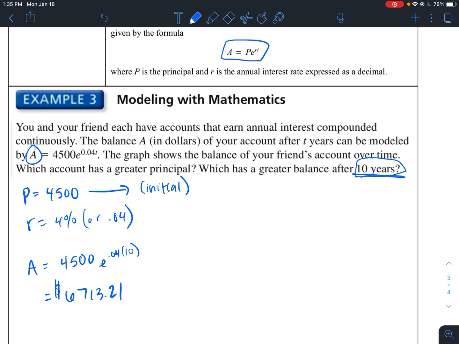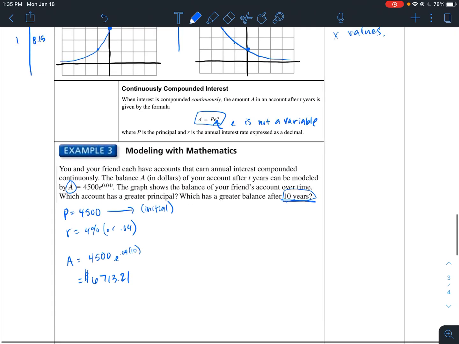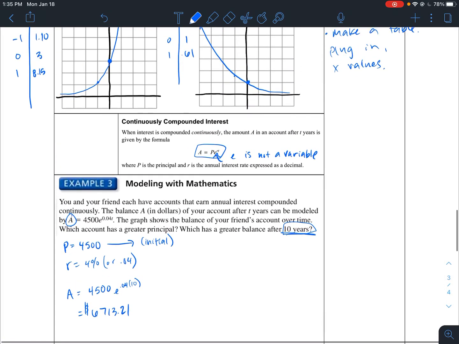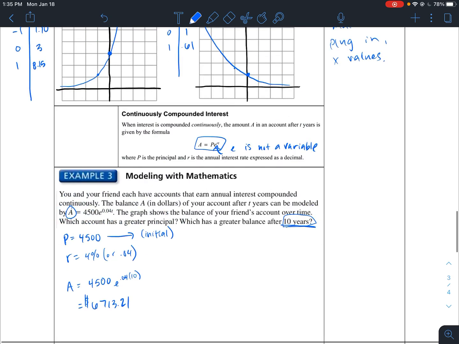You have to understand that P is an initial amount. E is the number, so E is not a variable. Make sure you know that. E is not a variable. It is a number, so you can't replace it. R is the rate, and T is the time in years. All right, so there you go. There you have it. That should be pretty much all that we're going to be covering for 5.1.